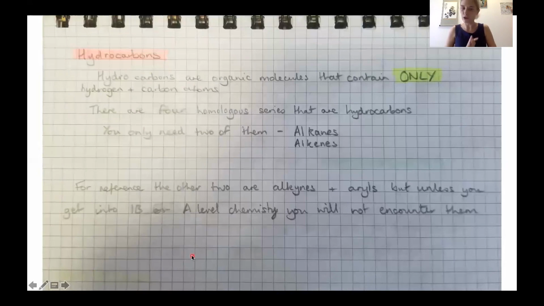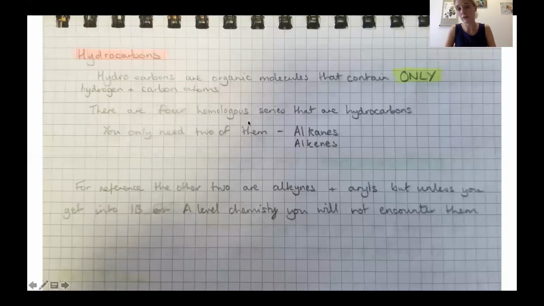So first of all, we're just going to look at hydrocarbons. Now, this is a really important definition. They like to ask this a lot in the exams. So it is worth recognizing: hydrocarbons are organic molecules that contain only, in big letters and highlighted, only hydrogen and carbon atoms. So if you have any other kind of atom in there, oxygen, nitrogen, it is not a hydrocarbon. It could still be an organic molecule, but it is not a hydrocarbon.